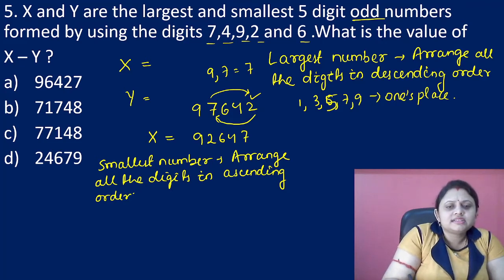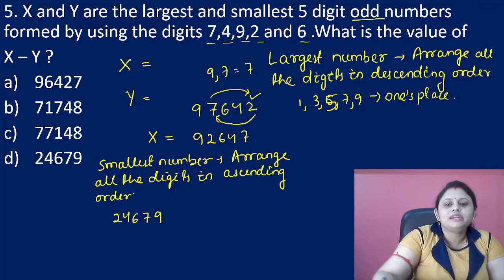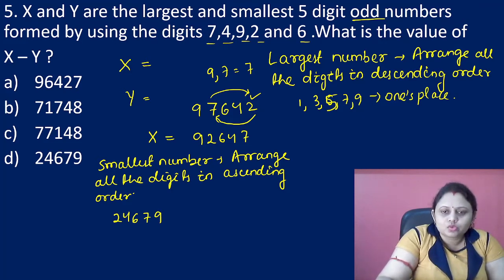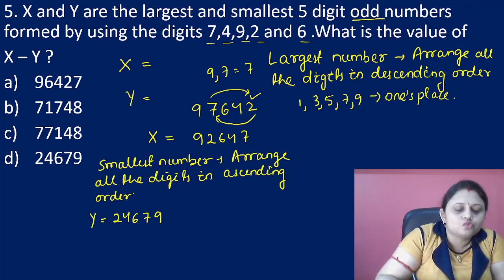So what are the digits? 7 4 9 2 6. In ascending order we will get 2 4, then 6, then 7, then 9. So if we arrange them in ascending order, we will get 2 4 6 7 9, which is already an odd number. We don't need to do anything to it. Okay, for an odd number we need 1 3 5 7 9 in the ones place. Already 9 is in the ones place. Okay, so this is the smallest 5-digit odd number, which is Y.